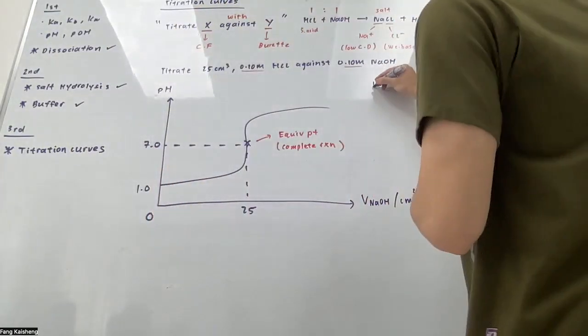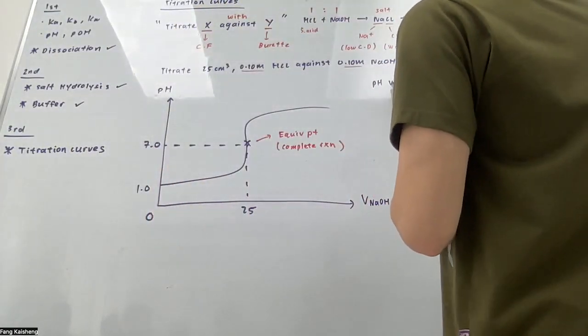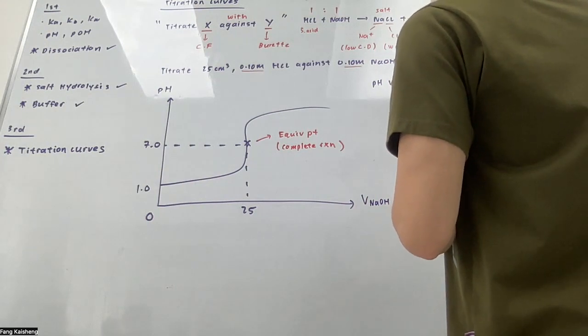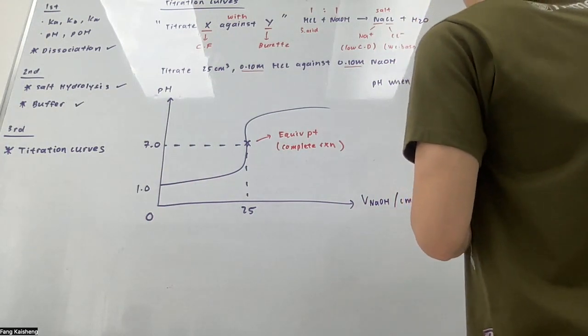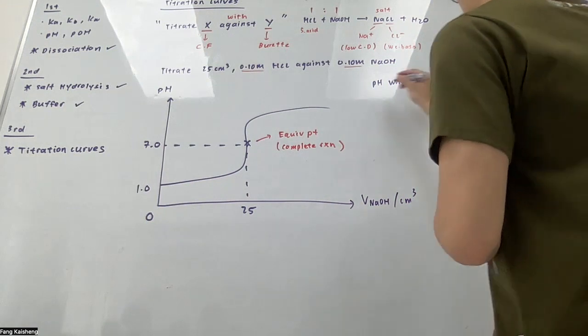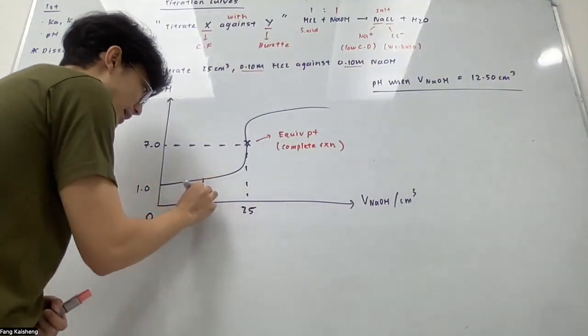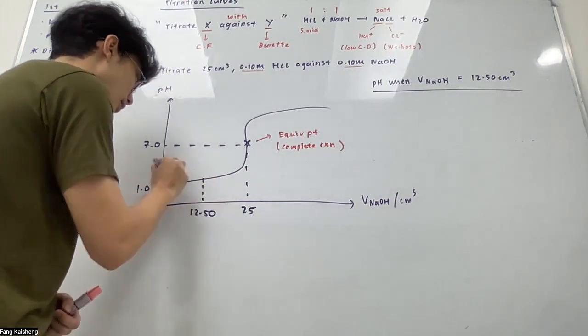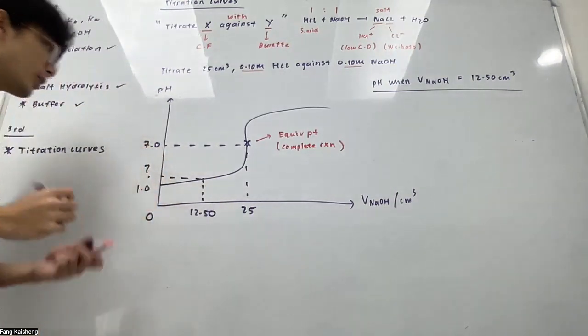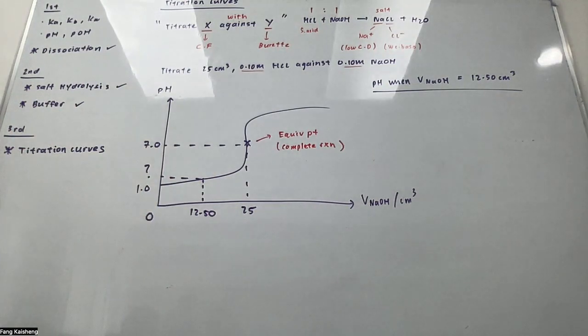Can you all calculate the pH at a very specific point? The pH when the volume of NaOH is 12.5 cm³. Meaning to say, they want you to calculate the pH right here. Right here. What's this? How do we do this?